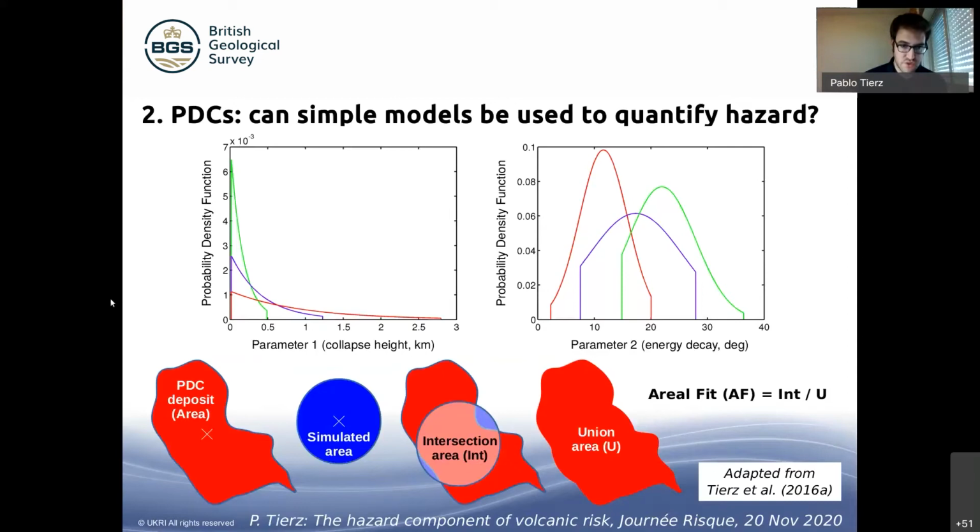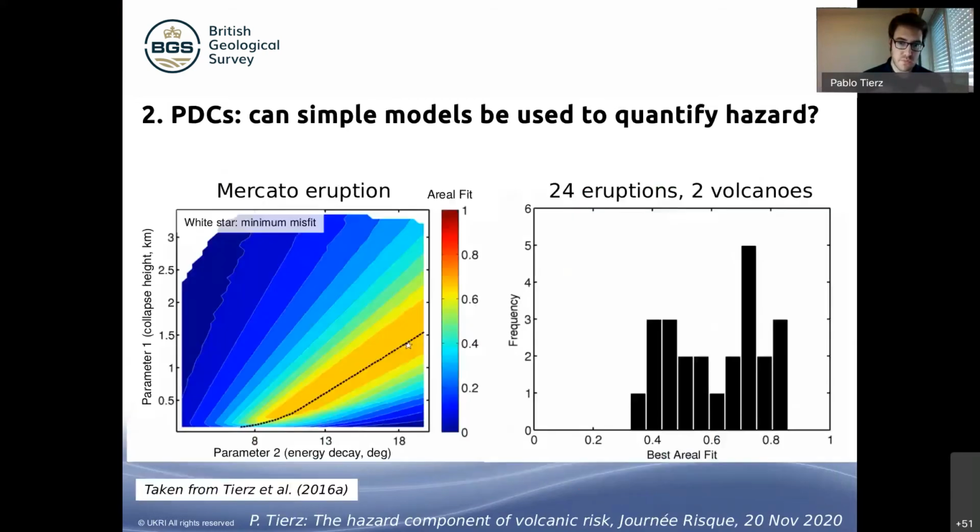And so what we did was doing that, and we had several PDC deposits available, and we computed different metrics. But one of the metrics that we computed was the areal fit, so basically the division between the intersection area between the simulation and our PDC deposit, and the union area between these two polygons. So basically, the areal fit goes from 0 if the two polygons are completely separated to 1 if they are perfectly equal. And this is just one case, for the Mercato eruption at Vesuvius.